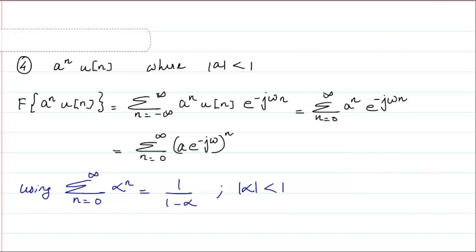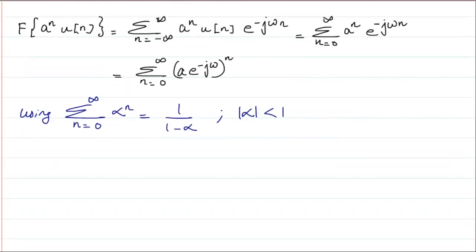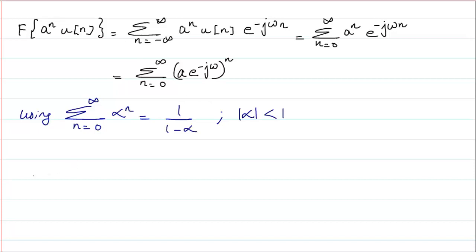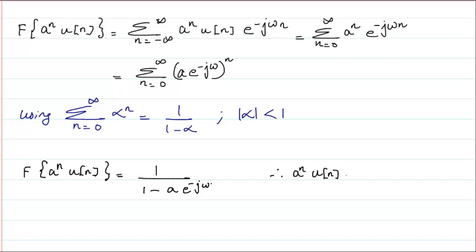So based on that, now I will write the equation. Therefore the Fourier transform of a raised to power n u of n is going to be equal to 1 divided by 1 minus a e raised to power minus j omega. Therefore, I can say that for a raised to power n u of n, the DTFT is going to be 1 divided by 1 minus a e raised to power minus j omega.